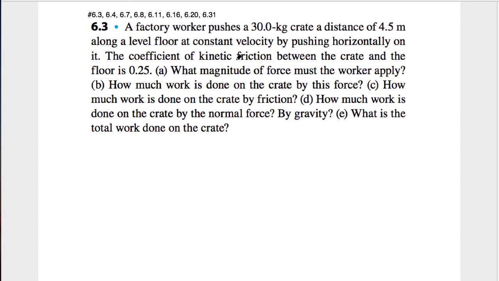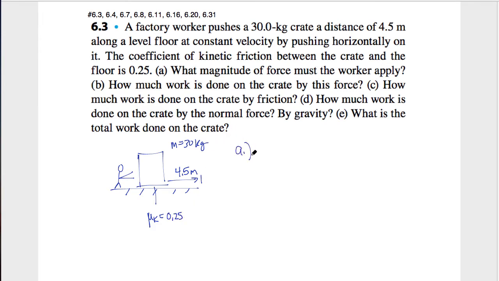We have a worker who is pushing a 30 kilogram crate a distance of 4.5 meters along a floor at constant velocity by pushing horizontally on it. So let's draw a quick sketch of this. We have a crate on the floor. Person is pushing it, really long arms. The crate has a mass of 30 kilograms and it is pushed a distance of 4.5 meters. The coefficient of kinetic friction between the crate and the floor is 0.25. So we'll go ahead and say that mu k is 0.25.